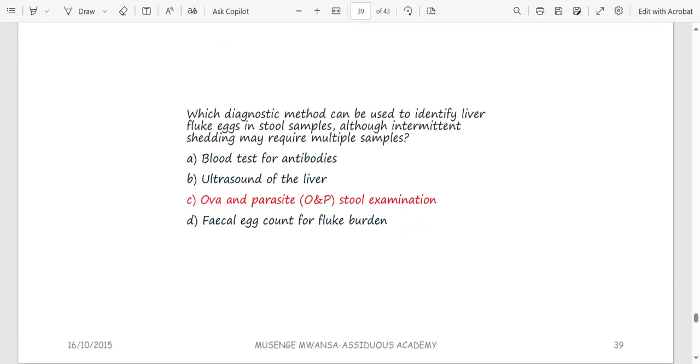Which diagnostic method can be used to identify liver fluke eggs in a stool sample, although intermittent shedding may require multiple samples? So what you do is the stool examination, ova and parasite. You'll be trying to look for the ova, which is basically the small ones like the eggs, and then the parasite in the stool.